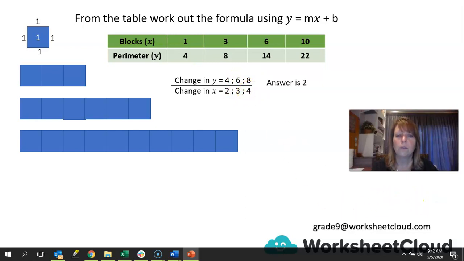What value does that give you? It gives you the m value. So it would be y is equal to 2x plus b, because we've changed the m value to the 2, which is what we've worked out here.